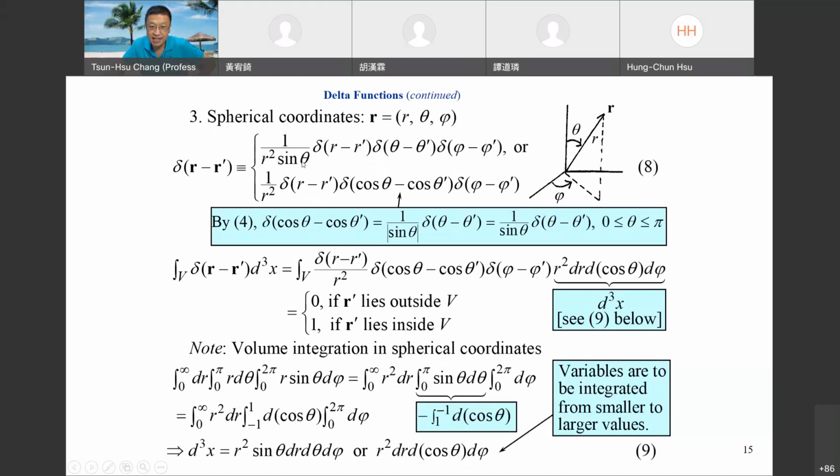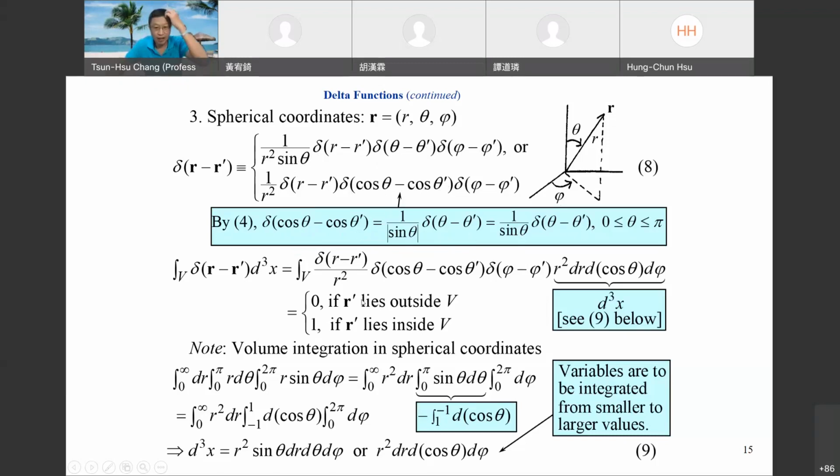In terms of spherical coordinates, the delta function will be r squared sine theta, delta(r − r prime), delta(theta − theta prime), delta(phi − phi prime). Or you can rewrite this into delta(cosine theta − cosine theta prime). Just like a derivative, we move this to here, and we have r squared and delta cosine theta.